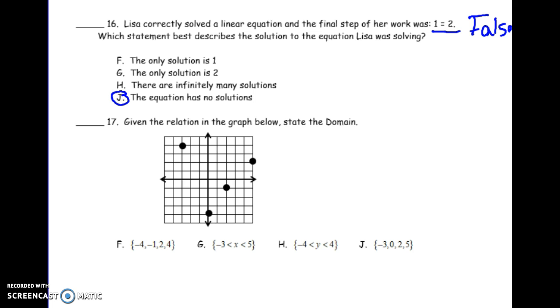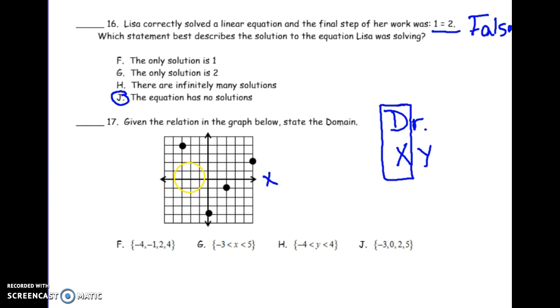All right, number 17. Given the relation in the graph below, state the domain. Domain and range. Remember, I know some of you forget, my silly Dr. XY. Domain is your x values. So I'm just going to look at my x values. Here's my x-axis, and the domain would just be the set of all my x values.